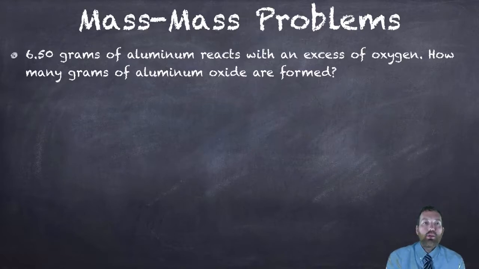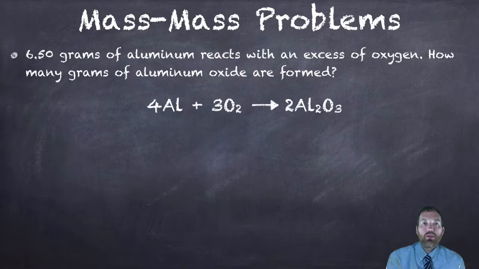So if I have 6.5 grams of aluminum and that reacts with an excess of oxygen, how many grams of aluminum oxide are formed? I'll be nice and give the equation to you here, but eventually you'll have to do some of these on your own. So here's the balanced chemical equation that is described above, and as always we're going to start with the one piece of information that they give us, 6.50 grams of aluminum, and we want to convert that into grams of aluminum oxide. So our first step, our first bracket, is to always convert into moles.